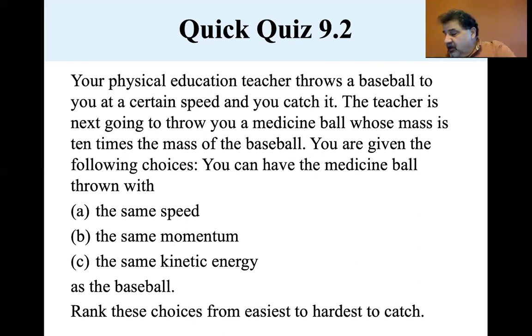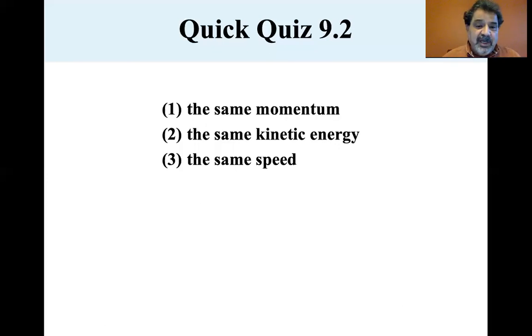And if it's the same kinetic energy, if you work it out, the velocity of the medicine ball will be the square root of 10 times the velocity of the baseball, so it's 3.16 times the velocity of the baseball. So in order of velocity, the same momentum is 0.1 v of the baseball. The same kinetic energy is 3.16 times the velocity of the baseball, and of course the same speed is the same velocity, but it's a lot of energy and a lot of momentum hitting you. So the easiest would be the same momentum, then the same kinetic energy, and the hardest would be the same speed.